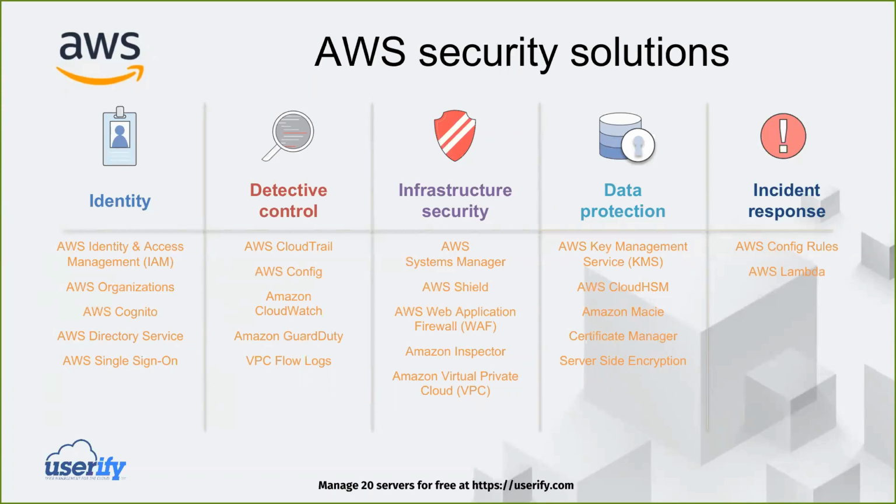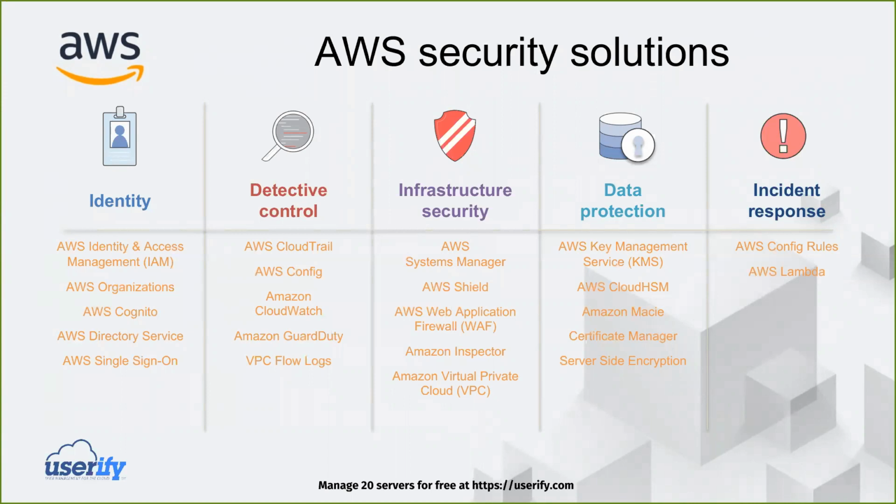AWS Config is another service that always gives you a detailed view of the resources associated to your account. And this includes how they are configured, how they're related to one another, and how the configuration and the relationship have changed over time. All of these services are also capable of sending you trigger notifications that you can use to take proactive action whenever you see some unexpected change in your resources.